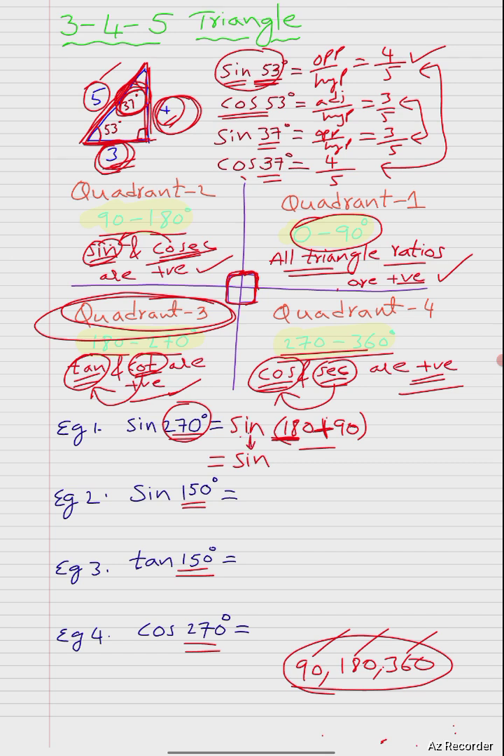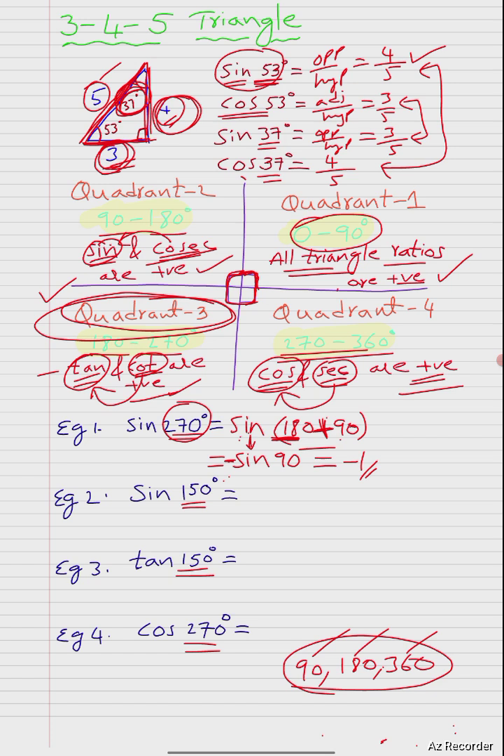Now what is the angle here? 90. Now the question is, is it positive or negative? So sine 180 plus 90 is in the third quadrant. In third quadrant, only tan and cot are positive, remaining all are negative. So here you get a negative value. So what is sine 90? 1, but the sign is minus 1. So the value of sine 270 is minus 1.